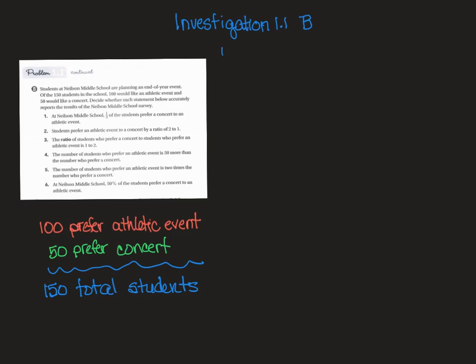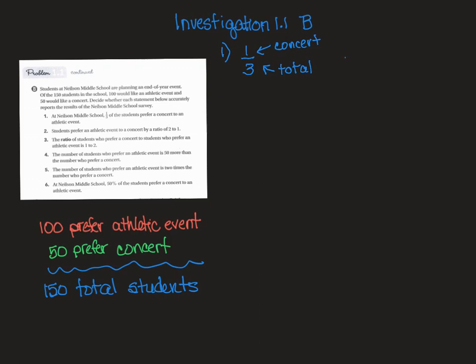So I'm looking at number 1, okay, and they say 1/3 of the students prefer a concert. So we're deciding, is that true or is that false? How accurate is it? So I'm going back to the original numbers they've given me. I know this is the concert people, okay, because this is 1/3. So a fraction is a part over a whole, and this would be the total students.